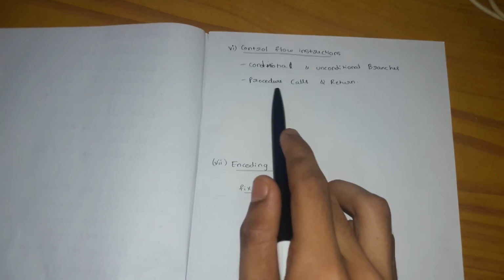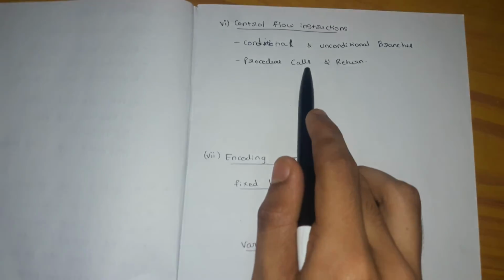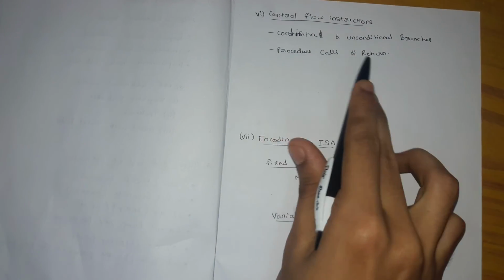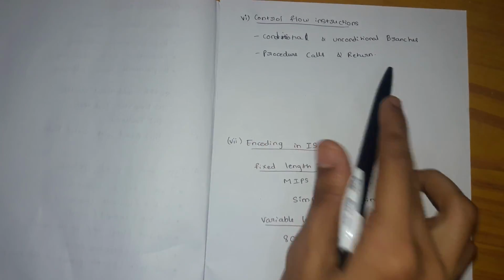Procedure calls is like function call in C. Next one is procedure calls and returns, just like function call and return in C.